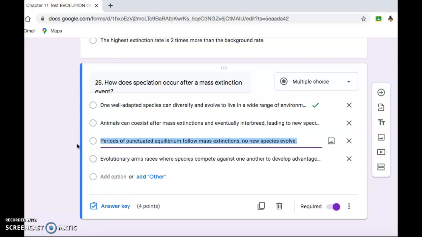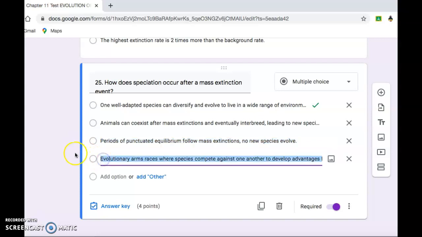No new species evolve. Or evolutionary arms races where species compete against one another to develop advantages for resources leads to the development of new species.